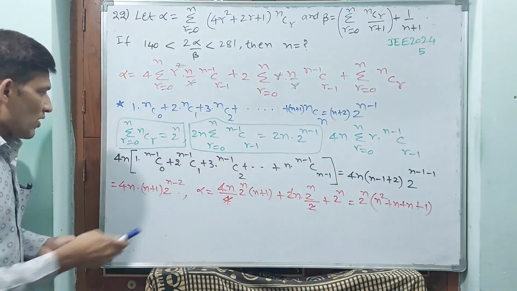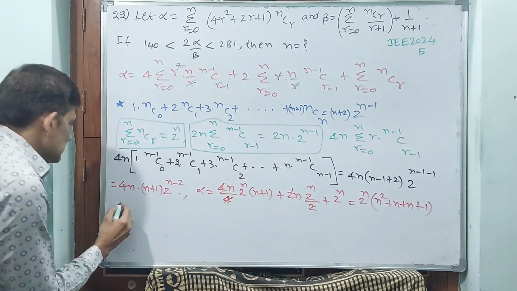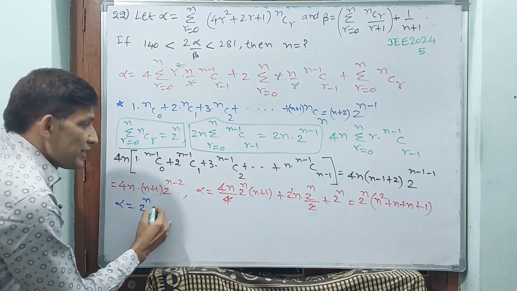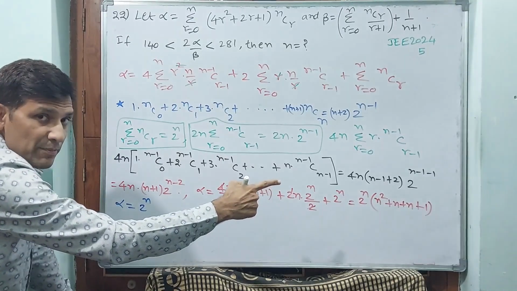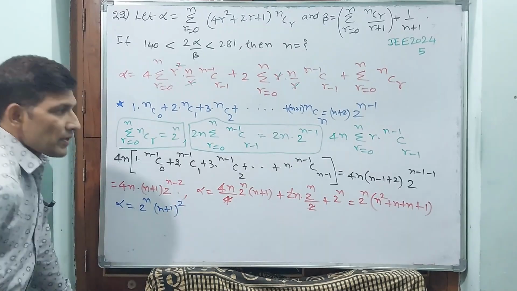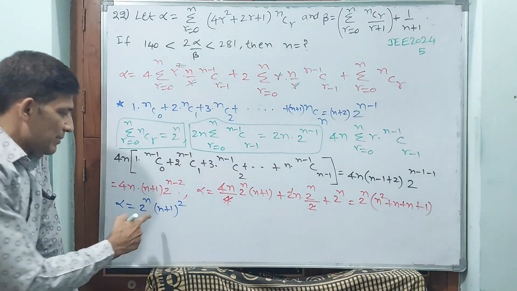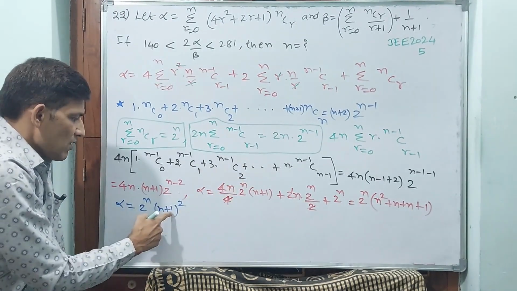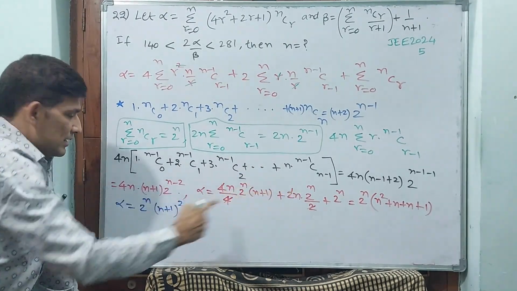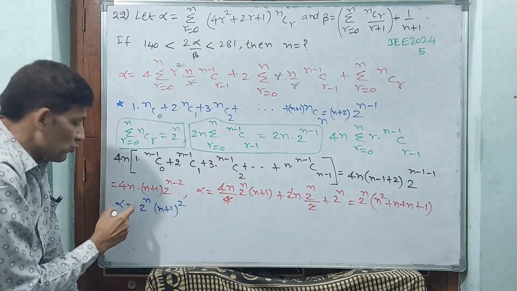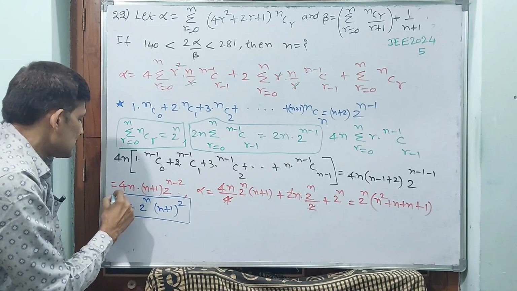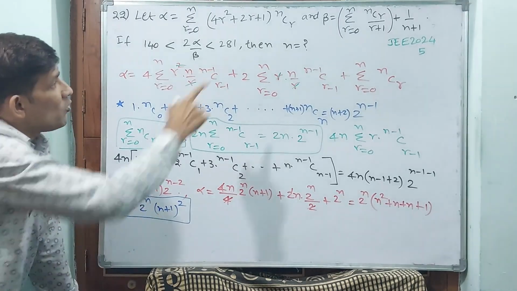Okay. What you have understand there? Alpha value. Alpha is equal to 2 power n into, see, shall I write n plus 1 whole square? Is it okay? Why? Because see, n plus 1 square, n square, okay, 1 square, okay, 2n, n plus n, 2n. Okay, is this okay? Okay, you take this as final alpha. Okay, alpha is final. Now go for beta also.